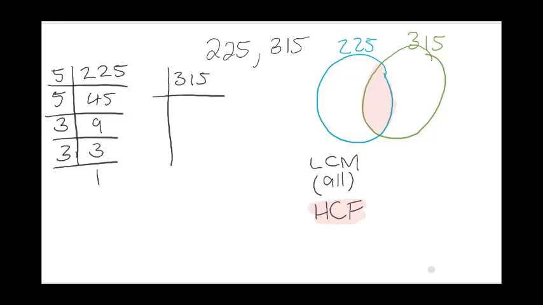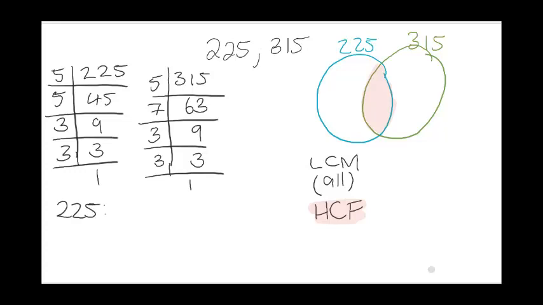Next up, I'm going to do 315. So I'm going to divide by 5. 315 divided by 5 is 63. Now 63 I'm going to divide by 7, and I get an answer of 9. 9 divided by 3 gives me 3, and 3 divided by 3 gives me 1. So now I know that the factors for 225 are 3 times 3 times 5 times 5, and 315 is 3 times 3 times 5 times 7.